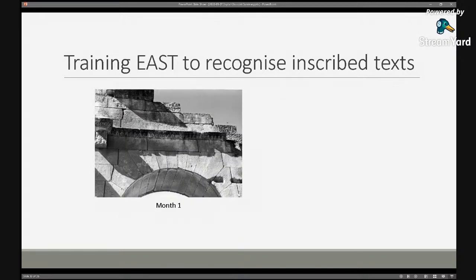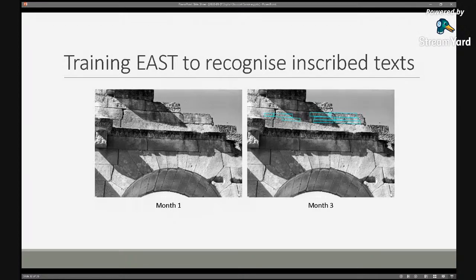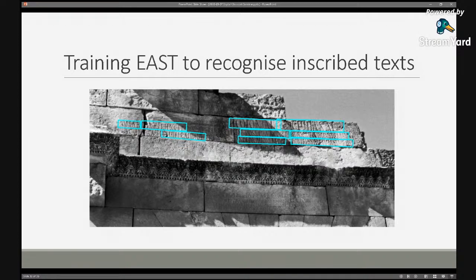This was a really interesting one. You can see here that we've got some blocks which are inscribed, not all of them are, and we've got some areas of shading from the sun. So you can see here in month 3, and in fact we can zoom in and get a better look, it's still struggling to identify some of the text that is on the shaded blocks. So that's one of the problems that we've come across.